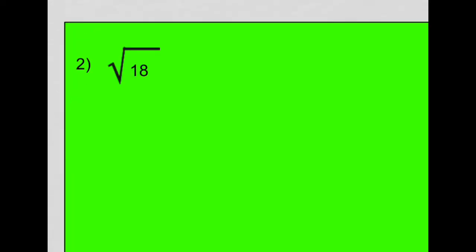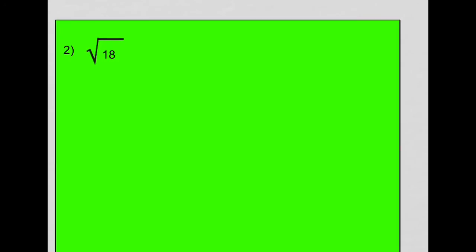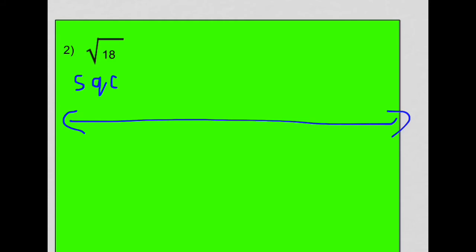So what I'm going to do in this problem is the same thing I did in the first one. I'm going to make a number line. At the top of that number line, I'm going to do squares. And on the bottom of the number line, I'm going to do square roots.